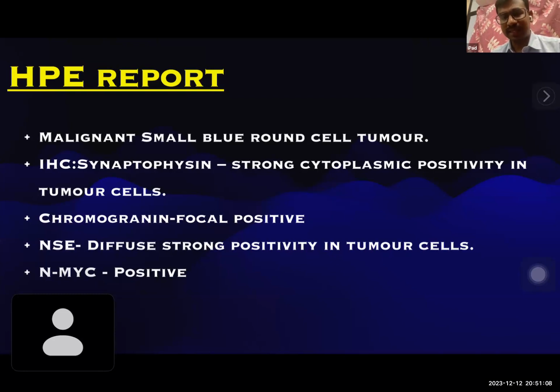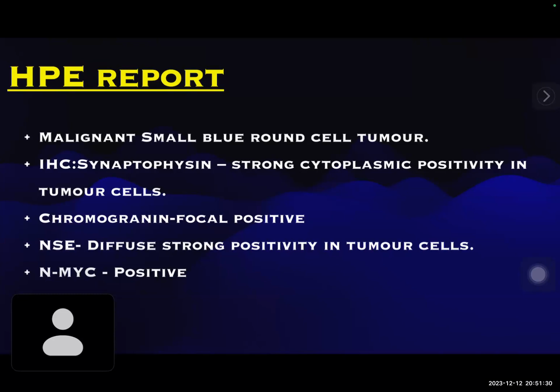Second, that is NMYC positive. Then the bone marrow aspiration was negative for metastasis. Next, the MIBG scan is not available. So next, I will do my PET scan to rule out the metastatic workup. Then I want to risk stratify the disease, madam.